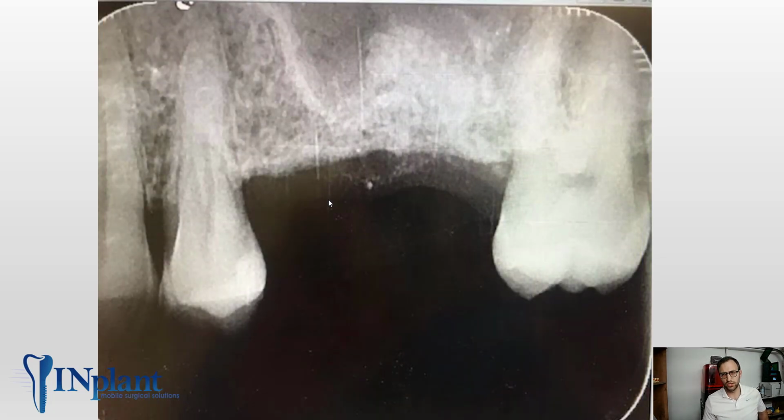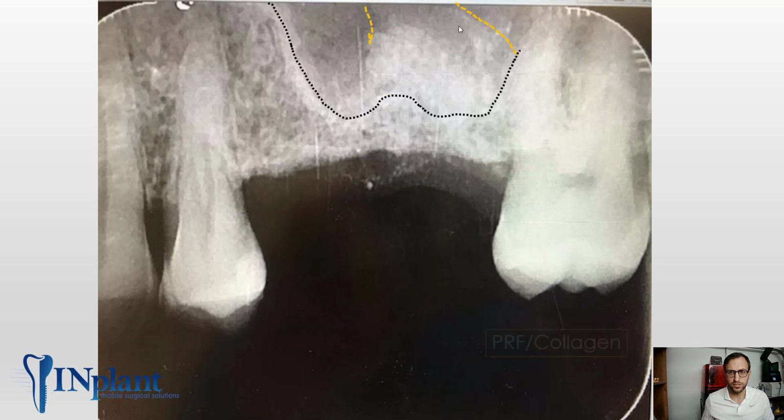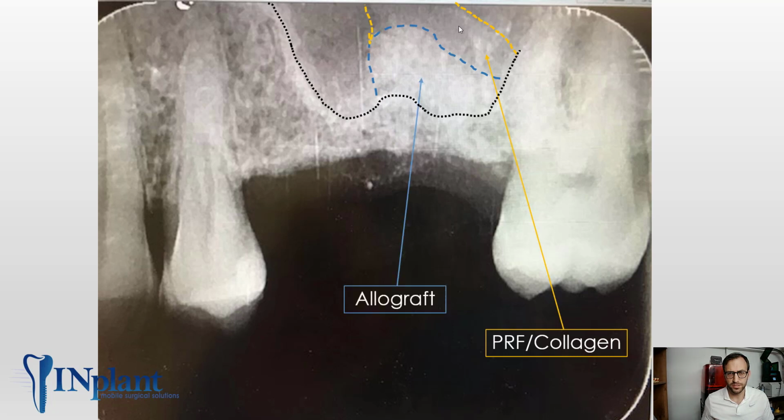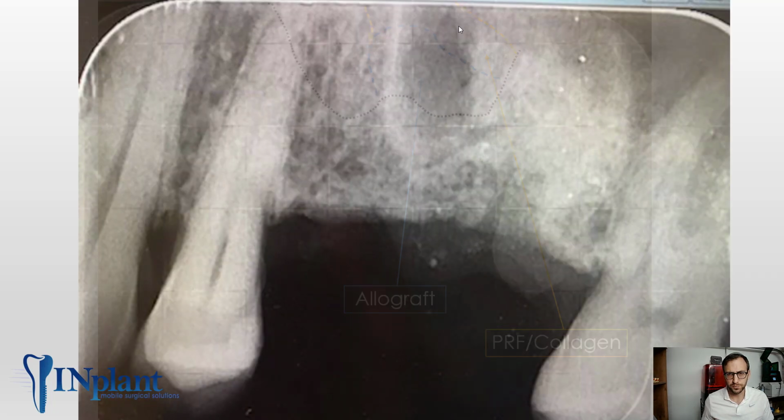So this is the initial osteotomy that was created, and we can see the osteotomy was done right through here, and we start to get a really nice lift, and everything is going just as expected. We've got our top layer of PRF. There's our sinus floor. There's our PRF and collagen, and here is our bulk of some allograft. All right, so everything is going really well.